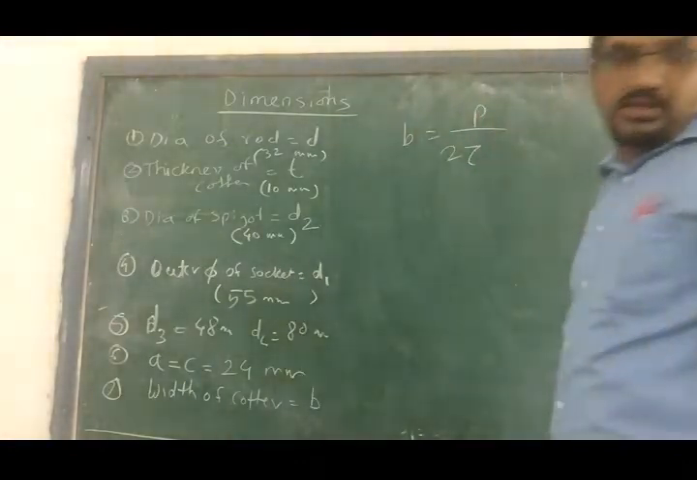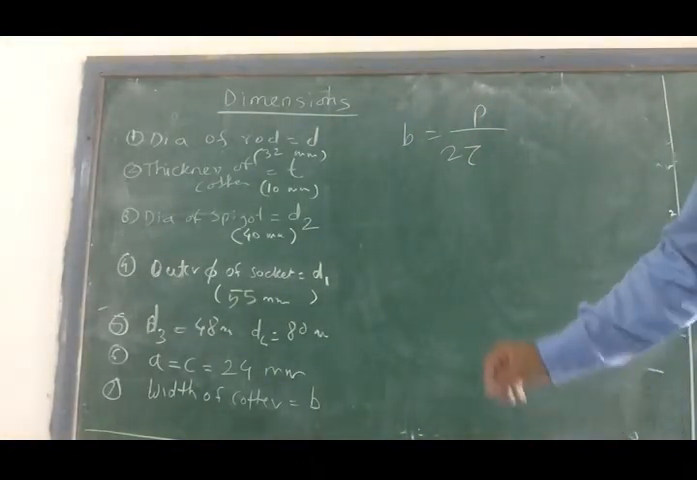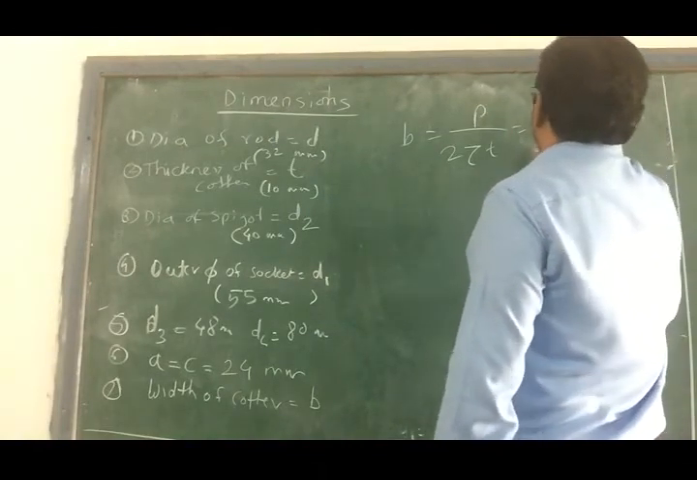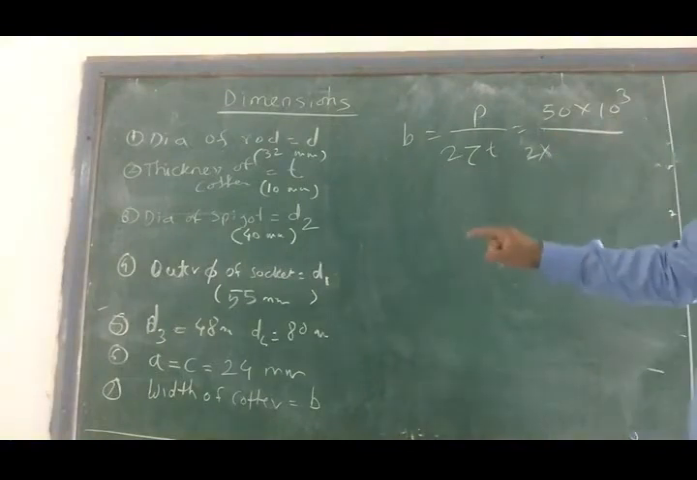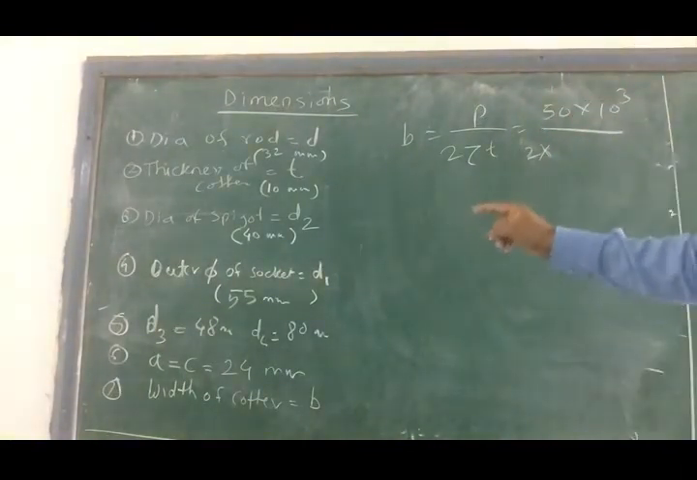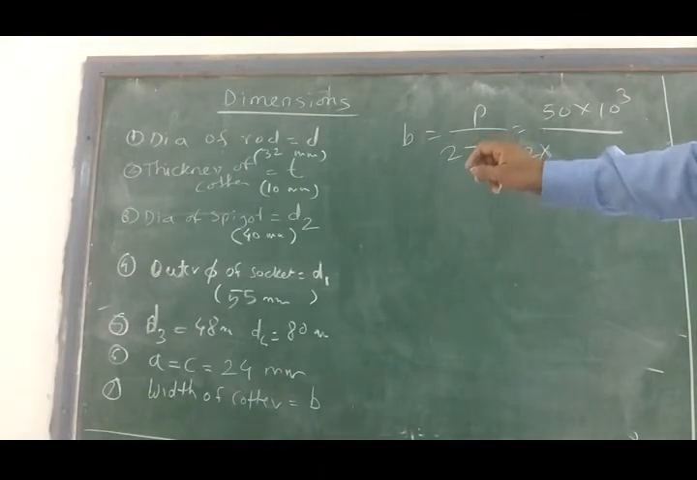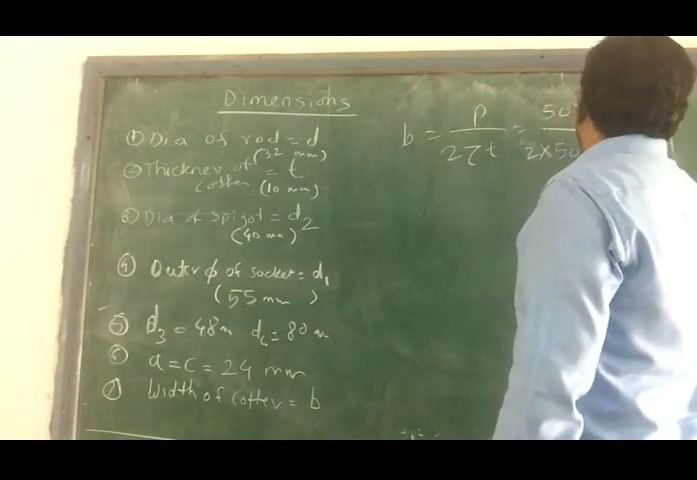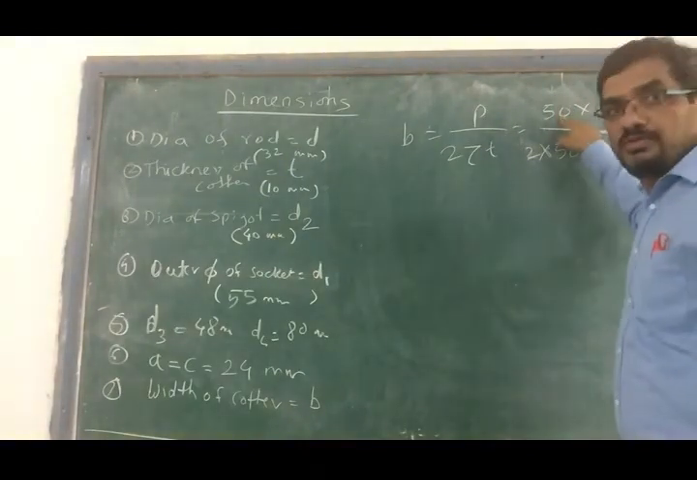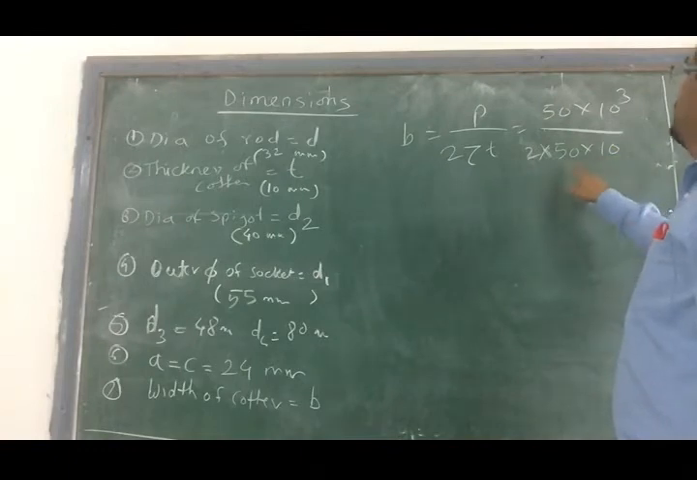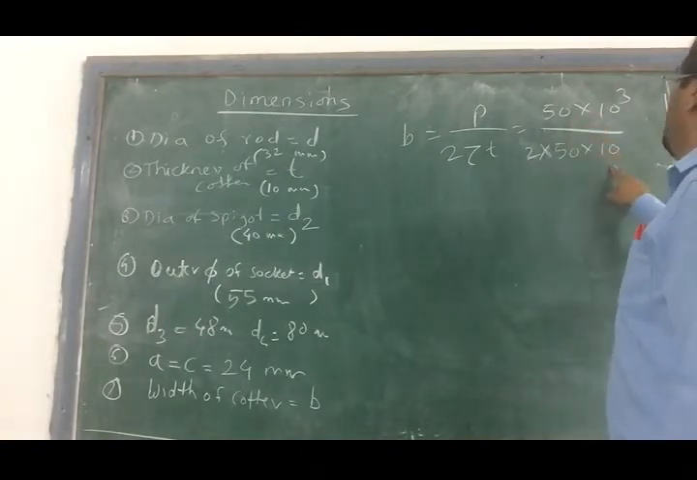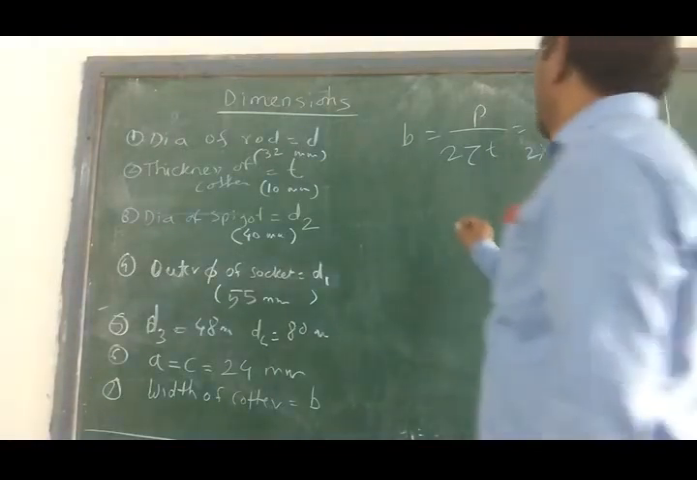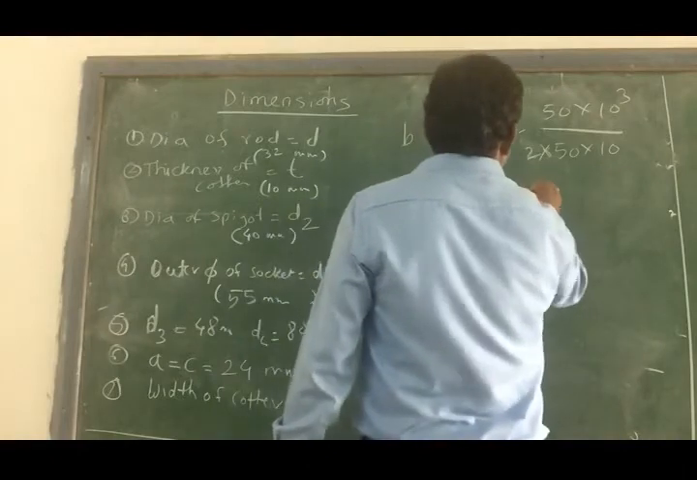2 into tau, so B is equal to 50 into 10 raised to 3 upon 2 tau. Now this is for the quarter. Tau for the quarter is different. Tau for the quarter, how much we got? We got 50 into T, where T is the thickness. This is in Newton per mm square, this is in mm, this is Newton. So the answer we should get in mm. So B from this equation is 50 mm. This is the first equation.